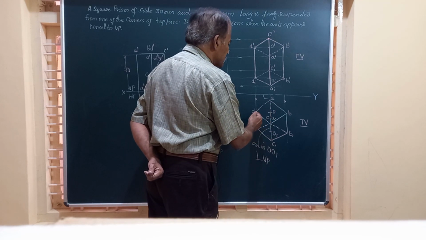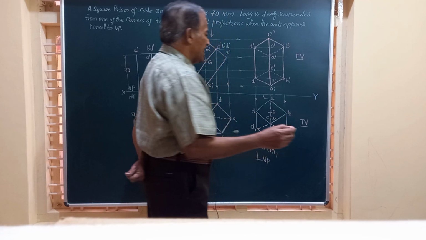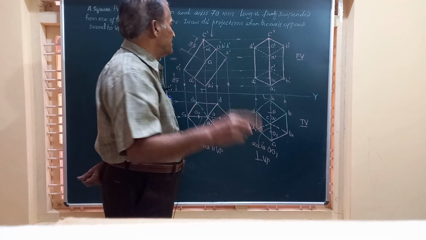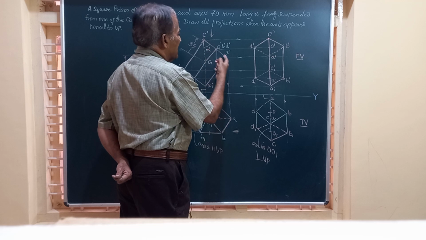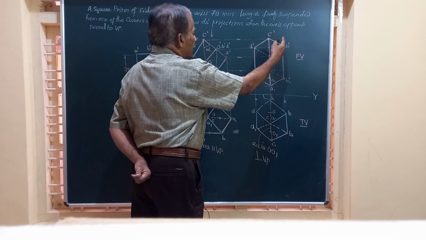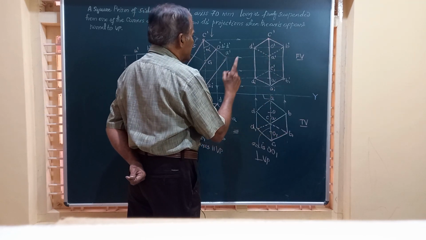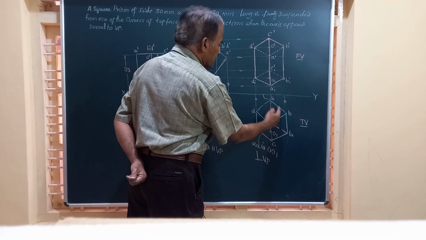Friends, you will consider the faces one by one. Say, I am taking the top face first. In the front view, the top face is this line. So we have to get 4 points on that. How to obtain? Let us start from corner A of the top face.